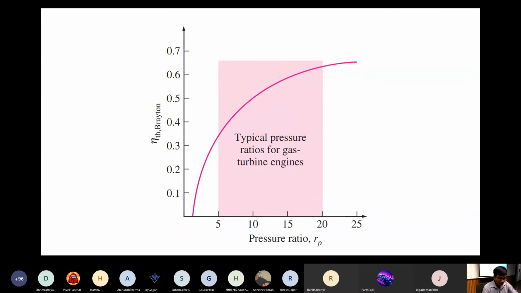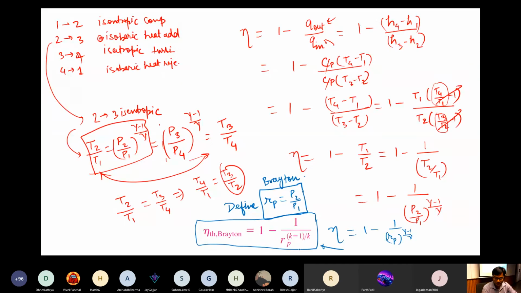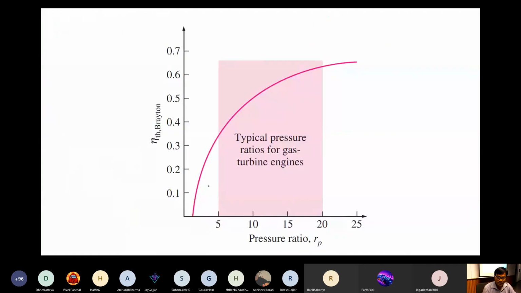When we put some values in and plot this for pressure ratios from 1 to 25, the plot goes quadratically, or root-wise, you can say, like y equals root x. In the Brayton cycle, you can see it rises and then becomes flat. The typical pressure ratio for gas turbines is 5 to 20.